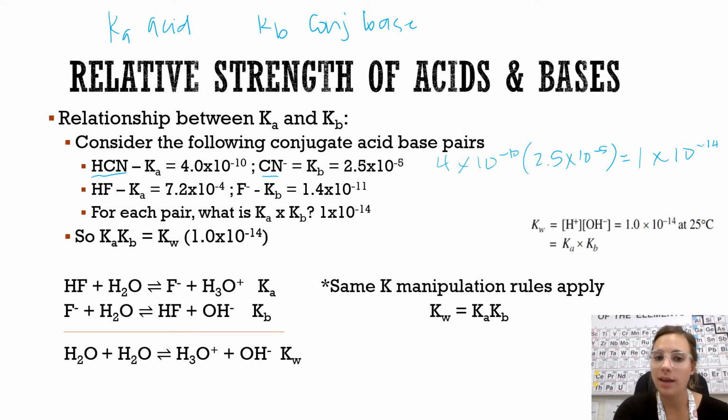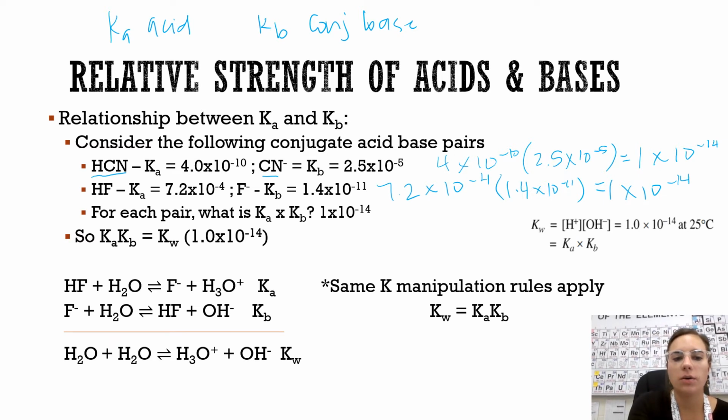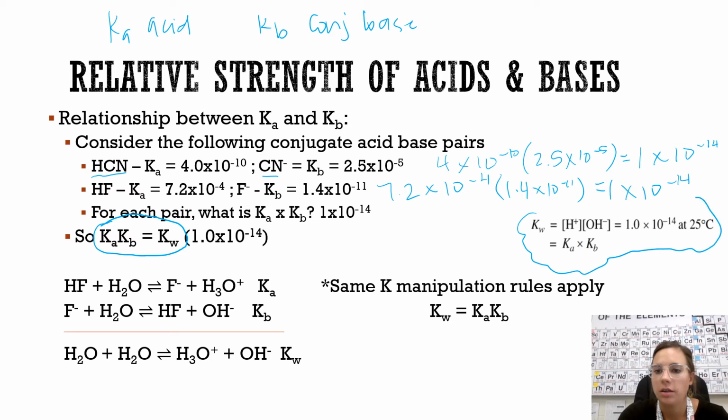And I bet you can guess, if I do 7.2 times 10 to the negative 4, which is the Ka of HF, times 1.4 times 10 to the negative 11, I get 1 times 10 to the negative 14. So Ka times Kb will always equal Kw. That is given to you right here on your equation sheet. So already we had seen that Kw equals the concentration of H plus times OH minus, and it's 1 times 10 to the negative 14. It also equals Ka times Kb.